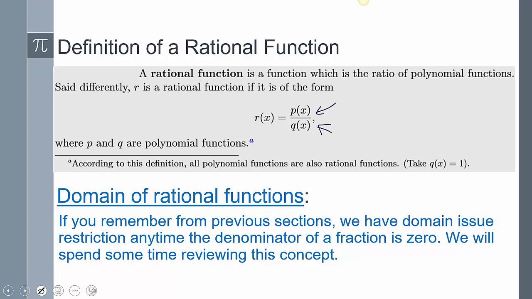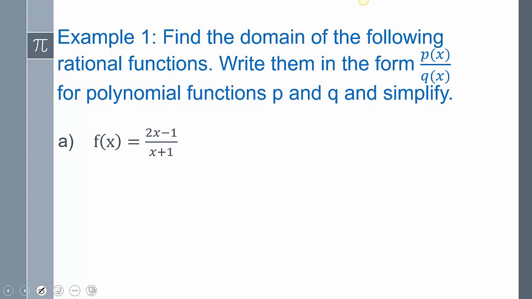Well, because we have a polynomial on the bottom, the domain of this function comes into play. And if you remember, when we divide, we don't want a 0 in the denominator. And so we're going to use that idea in this lesson. So if I wanted to find the domain of this function right here, all I have to do is just look at the denominator, say that it can't equal 0, and solve. So in this instance, x can't equal -1.